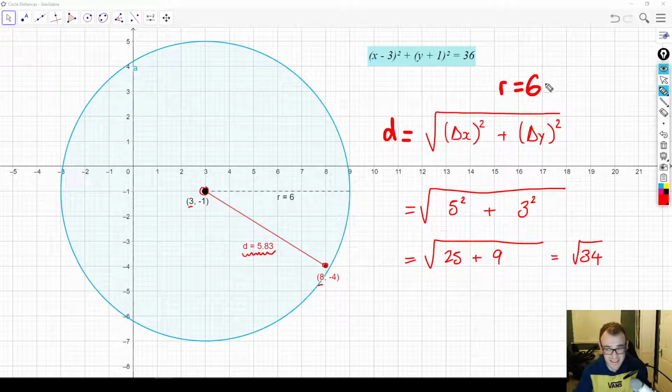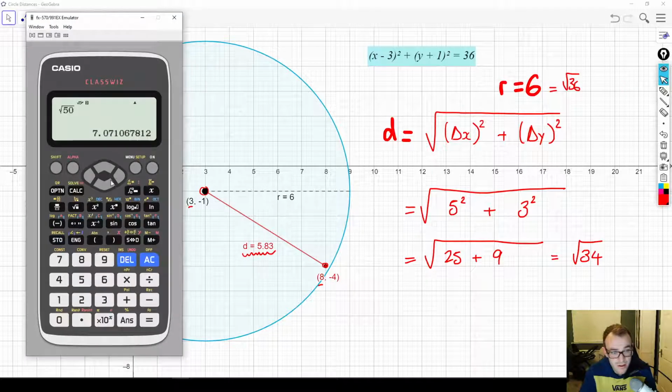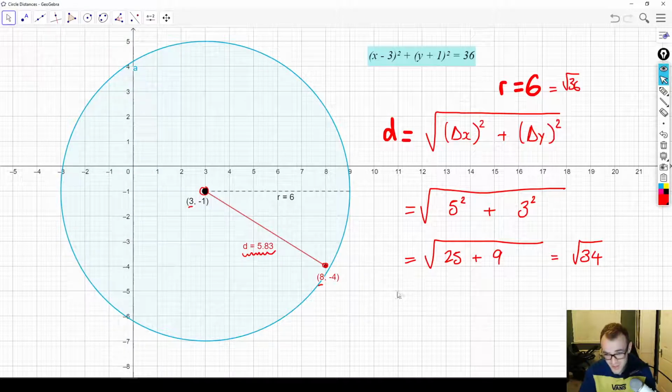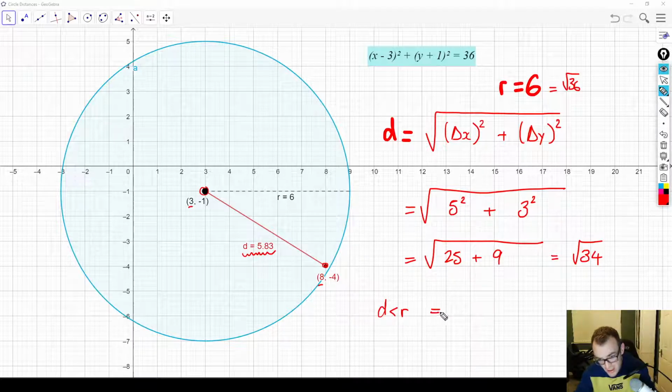Now I know that's less than 6 because root 36 would give me 6. So this is good. I know that it's going to be inside the circle. Let's just check on the calculator that root 34 is in fact 5.83. Oh yeah, of course, 5.83. There we go. Fantastic. So we can say at this point, because the distance is less than the radius, the point is inside the circle.